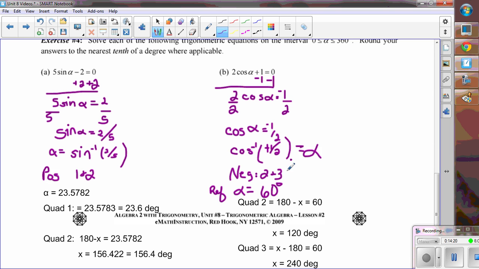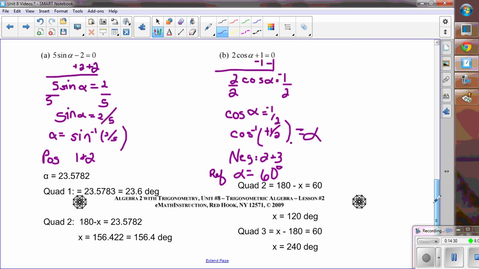But you have to think about what quadrant you're negative in, which is 2 and 3. So quadrant 2 is 180 minus x gives me 60. When you solve for x, you get 120 degrees. In quadrant 3, x minus 180 equals 60. When you solve for x, you get 240 degrees. This concludes solving linear trig functions. Our next major topic will be solving quadratic trig functions.